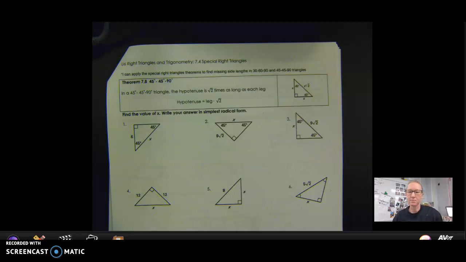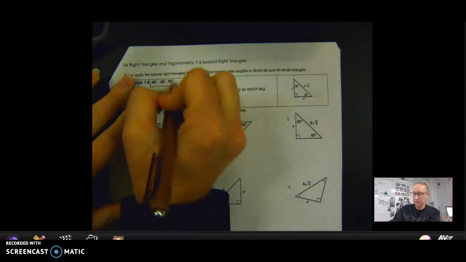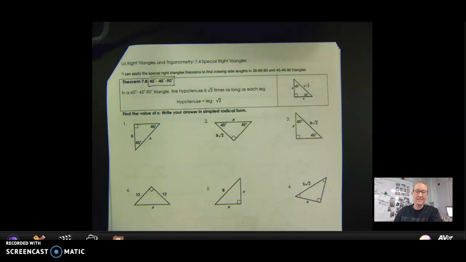All right, 7.4 special right triangles. So in this section, we are going to talk about two different special right triangles. The first one we're going to talk about is a 45, 45, 90 right triangle. And then the second one will be a 30, 60, 90 right triangle.